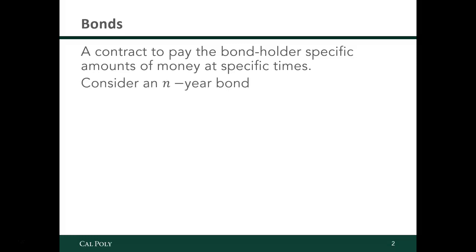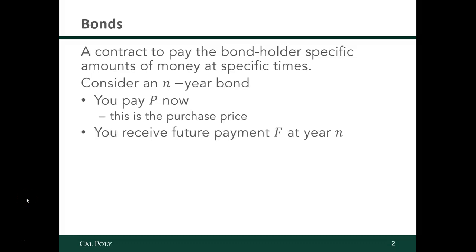So consider an n-year bond. You might have a 5-year bond or a 10-year bond. That's the life of the bond. You pay a certain amount P now to buy the bond. This is called the purchase price. Then you receive a future payment F at year N. Whether N is 5 or 10, you get a certain amount back. This is called the face value of the bond.